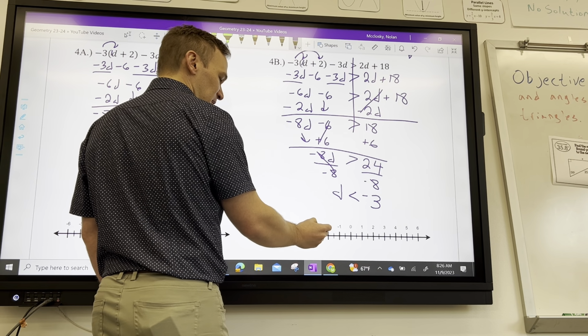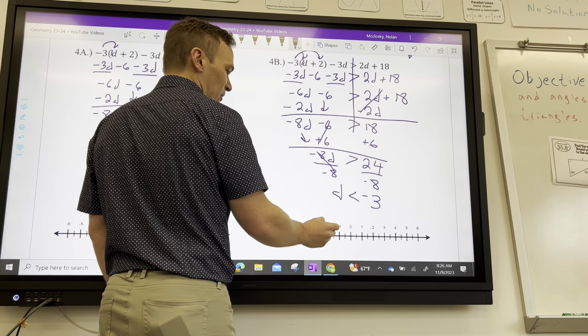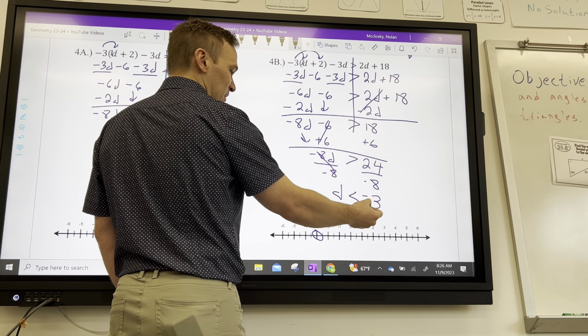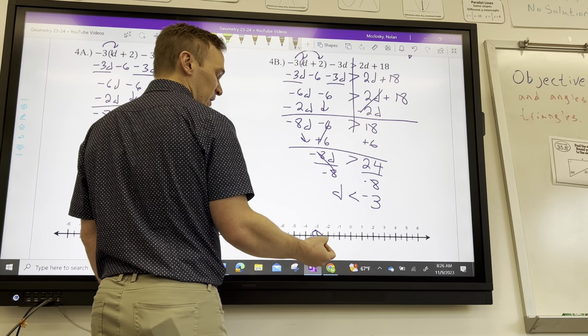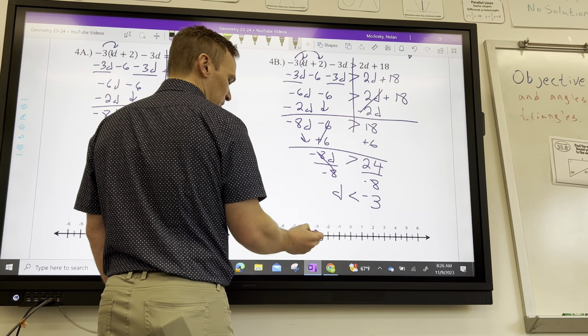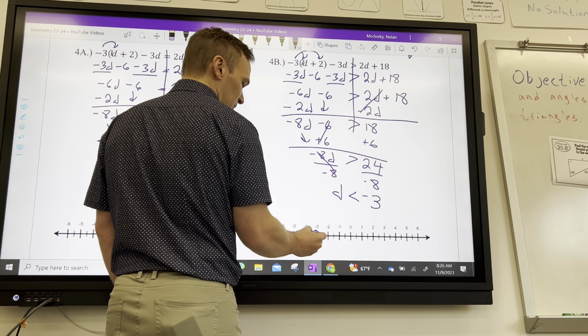We circle underneath the negative 3 and we leave it open because there is no line underneath. It is just a less than sign, not a less than or equal to sign. So that circle stays open and it's less than, so that means we draw an arrow pointing at all the numbers that are less than negative 3.